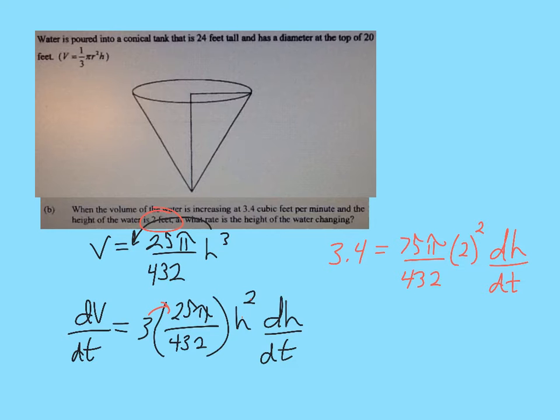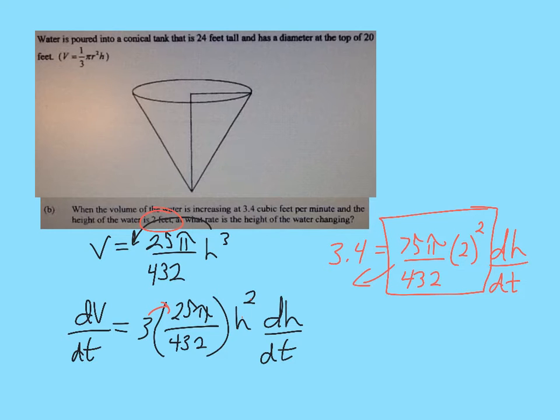Let's do all of this here in my calculator and then divide that off. So I'm going to grab my calculator and punch all of this stuff in. So I'm going to get 75 times pi times 4, and then divide that by 432, and that gives me 2.182. 3.4 divided by that answer.